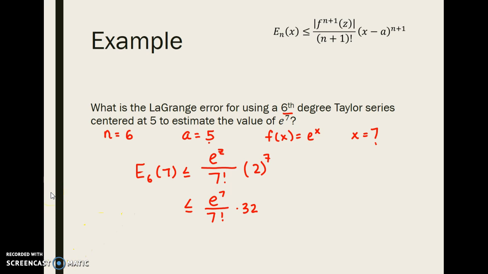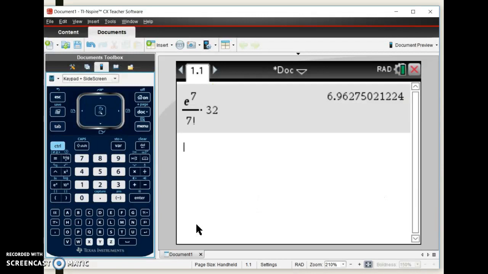So the benefit of using Lagrange is that I don't have to figure out what the 6th degree Taylor series is. I don't need to evaluate that at 7 and compare it to what e to the 7th actually is. All I need to do is figure out this error estimate. If I grab a calculator, I get e to the 7th divided by 7 times 7 factorial times 32 is about 6.96, which means that it's not a great estimate, although e to the 7th is quite large.